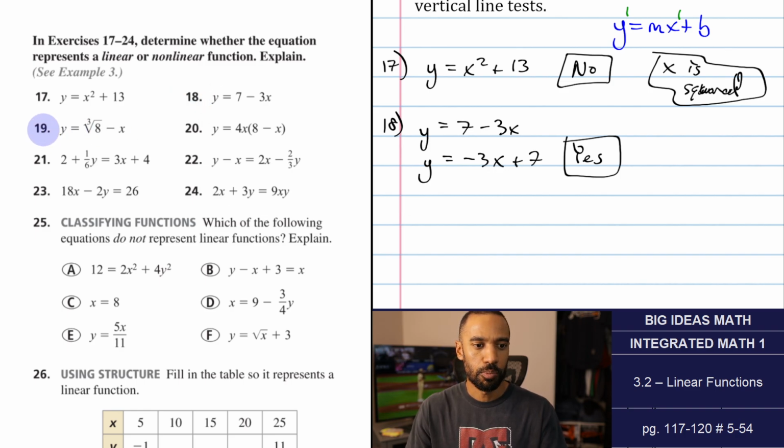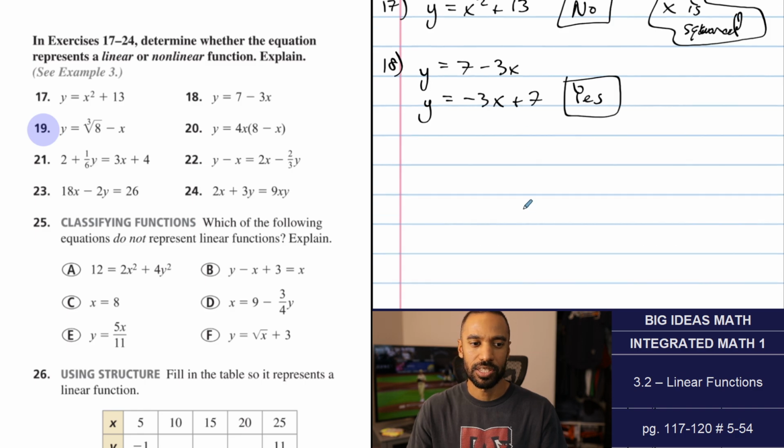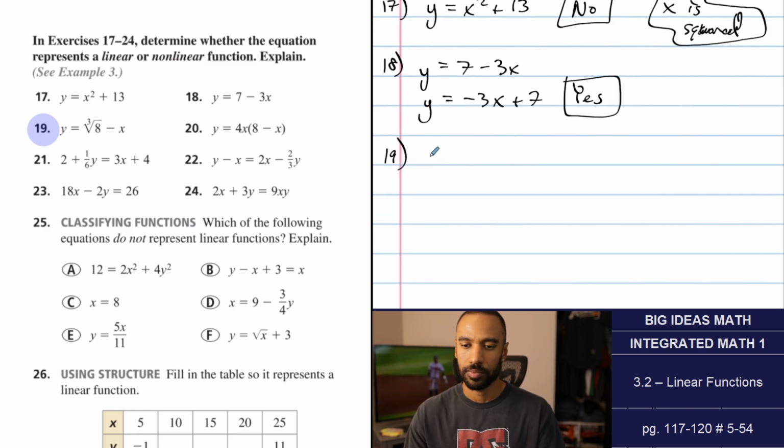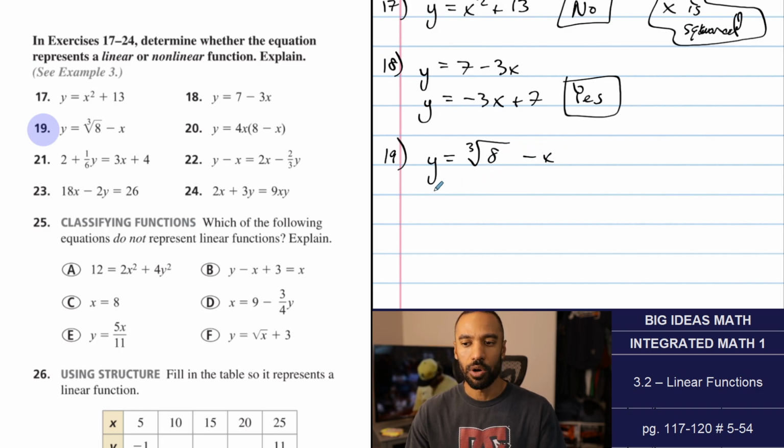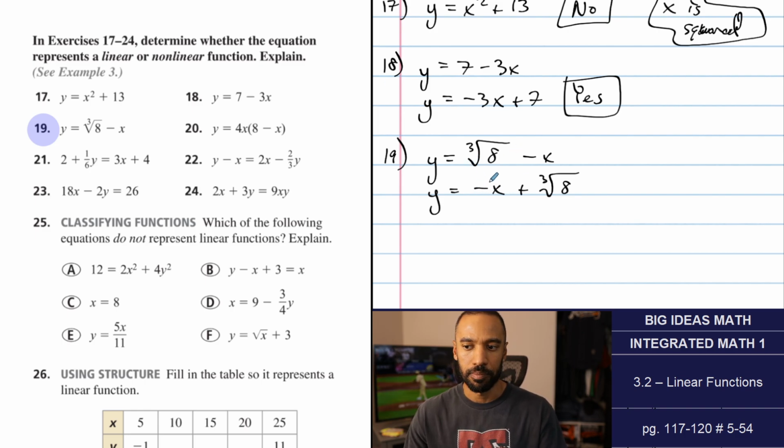Number 19. y equals the cube root of 8 minus x. Okay. So, first of all, let's rearrange them into that other order. x is negative. Cube root of 8 is positive, like so. And ask yourself, is this good? Where's my m? I see a negative sign. I don't see an m. That would mean m is negative 1. Negative 1 multiplying by x there. And it says plus b.